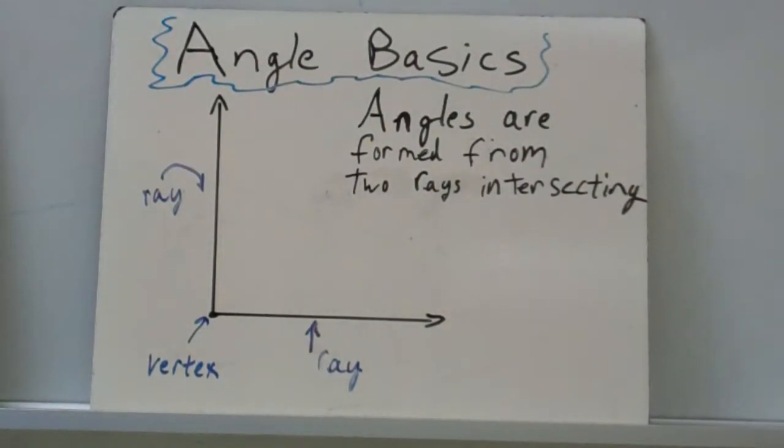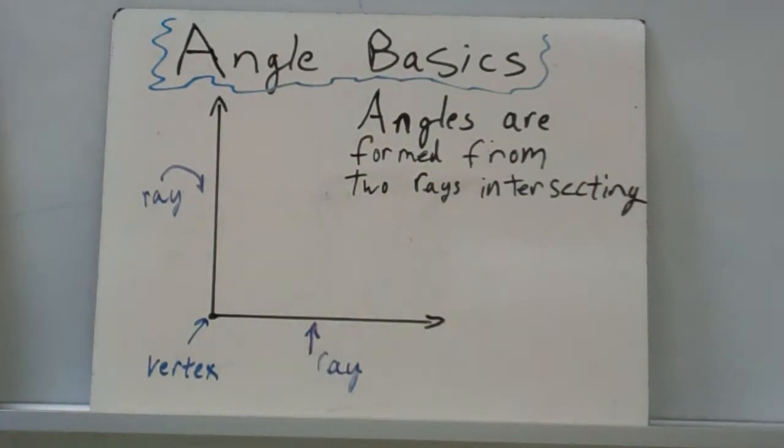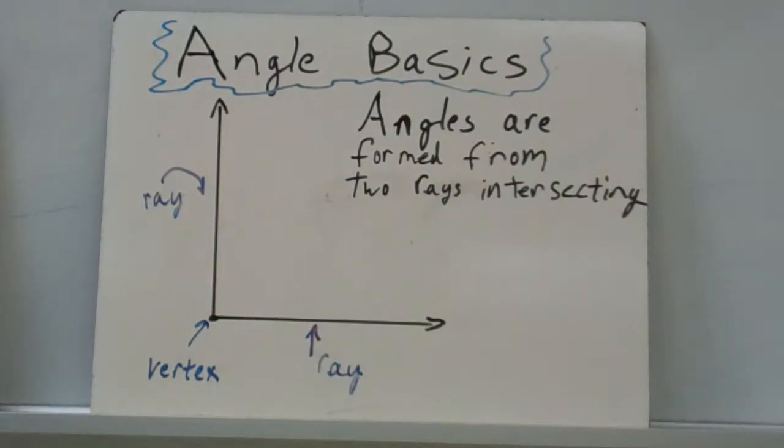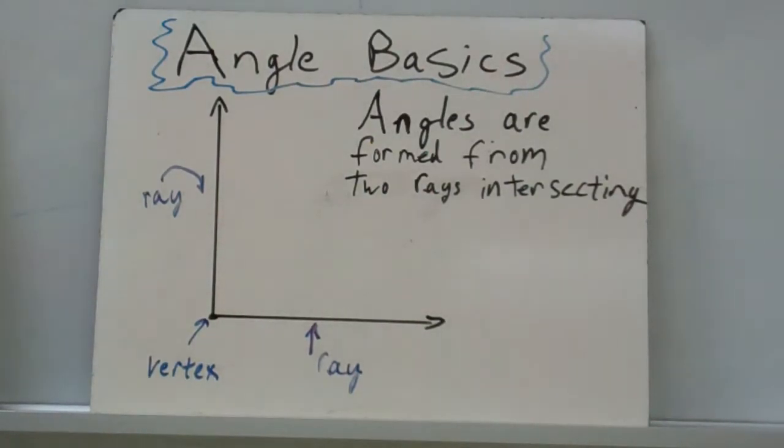Hey guys, we're going to talk about some angle basics. Angles are formed from two rays intersecting. Rays are lines that have a starting point but have no ending point. And where those lines meet are called vertexes. Okay? So, some basic angles that we're going to talk about, one that everyone should know.